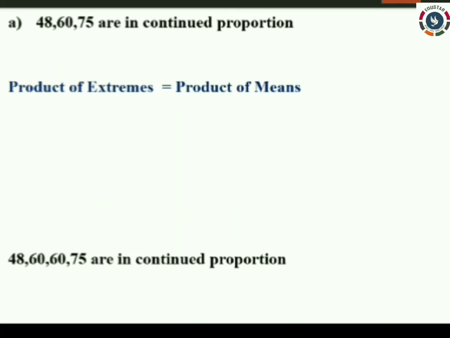Now let's see one example for continuous proportion. In this example, you have 48, 60 and 75. Three quantities, right? For checking continuous proportion, the ratio of the first and second term should be equal to the ratio of the second and third term. So 48, 60. Here 60 is your second term, right? Again you are going to compare with the third. So I am going to write again 60, next 75.